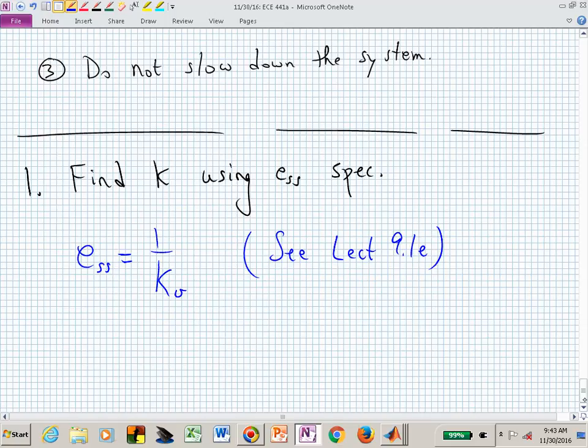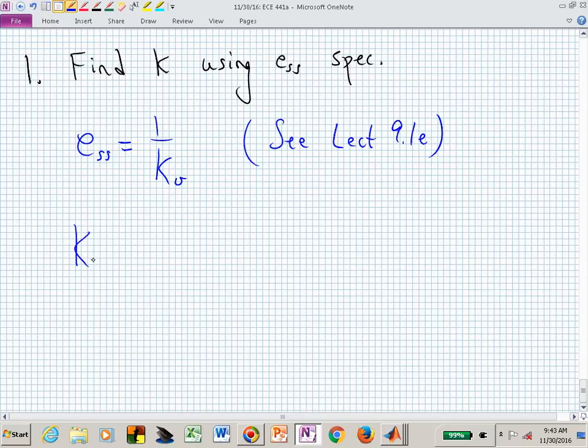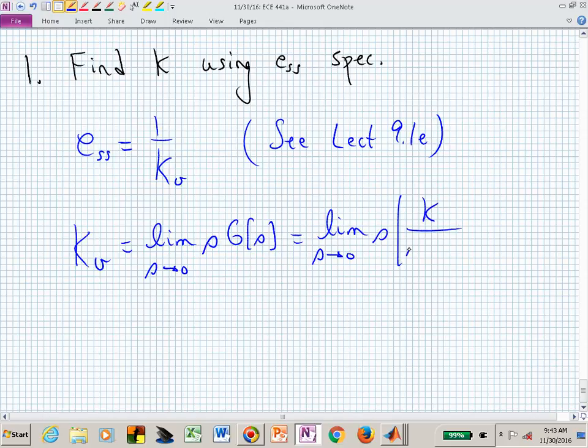And how do we define the velocity gain constant, k sub v? Do you remember? That's also in that lecture. So this is similar to the DC gain in a way in terms of the formula, except now you're looking at the limit as s goes to 0 of s g of s. Or in this case, we're looking at the limit as s goes to 0 of s times k over s times s plus 2.